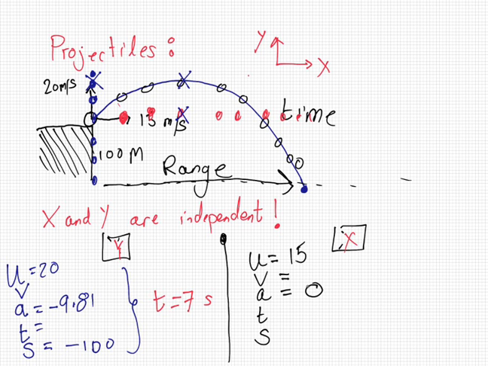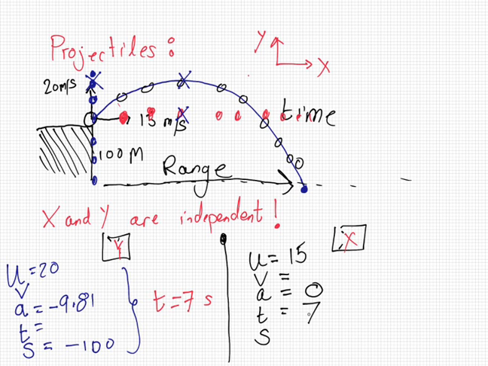Why is the A 0 horizontally? Because there is nothing. It doesn't speed itself up. This falls vertically. It doesn't fall horizontally. So in the X, there is no acceleration this way. There's only acceleration this way. So the A is 0.